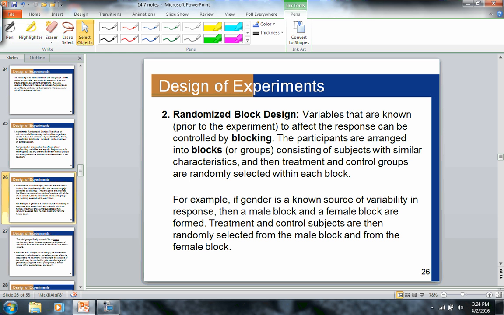Randomized block design is where variables that are known to affect the response can be controlled by blocking. So the participants are arranged into blocks or groups consisting of subjects with similar characteristics, and then the treatment and the control groups are randomly selected from each of those blocks. So for example, if gender is a known source of variability, then a male group and a female group are formed, and then you randomly select a treatment and a control group from the male block and then from the female block.